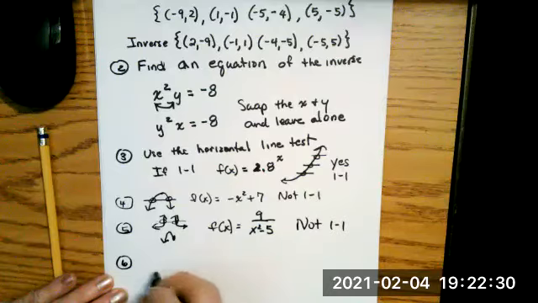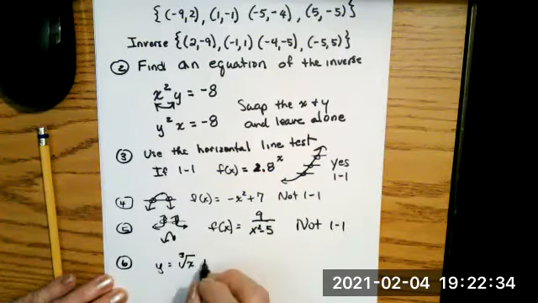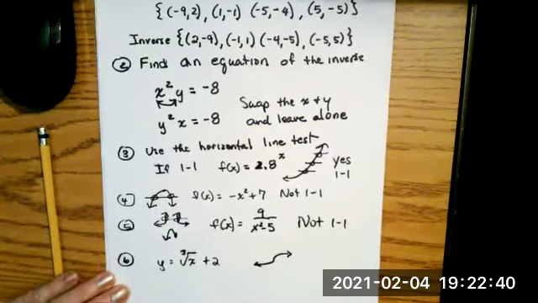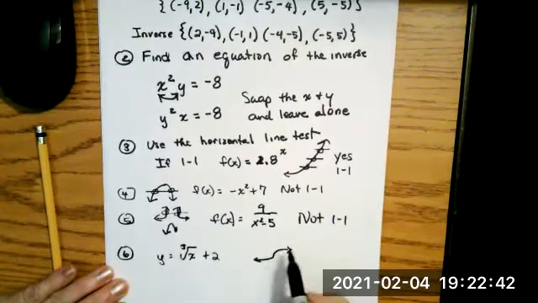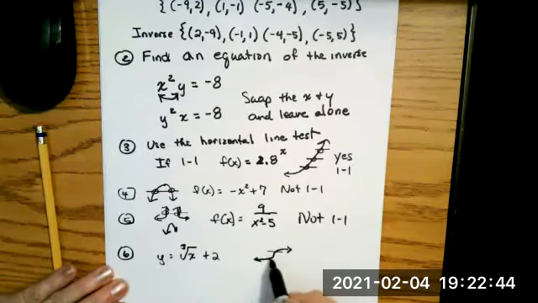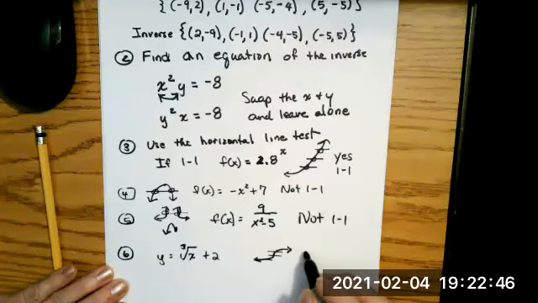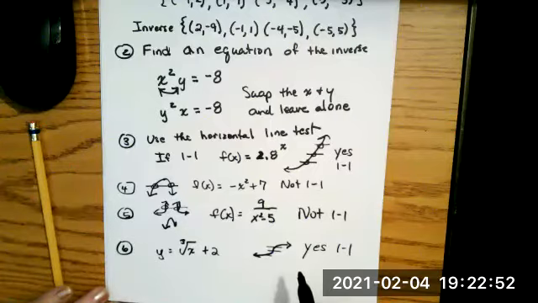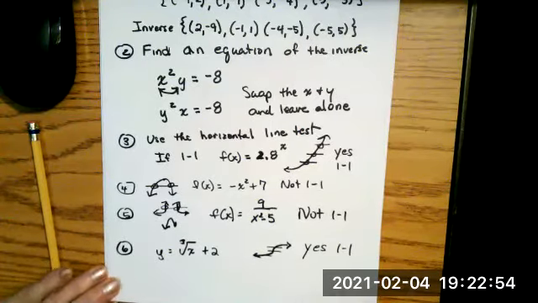Number 6, we have y equals the cubed root of x plus 2. So it's on its side. It looks just like a cubic curve, but it's on its side. And if I drew horizontal lines, it would only cross it in one place, so it's yes. So there's 6 of those.